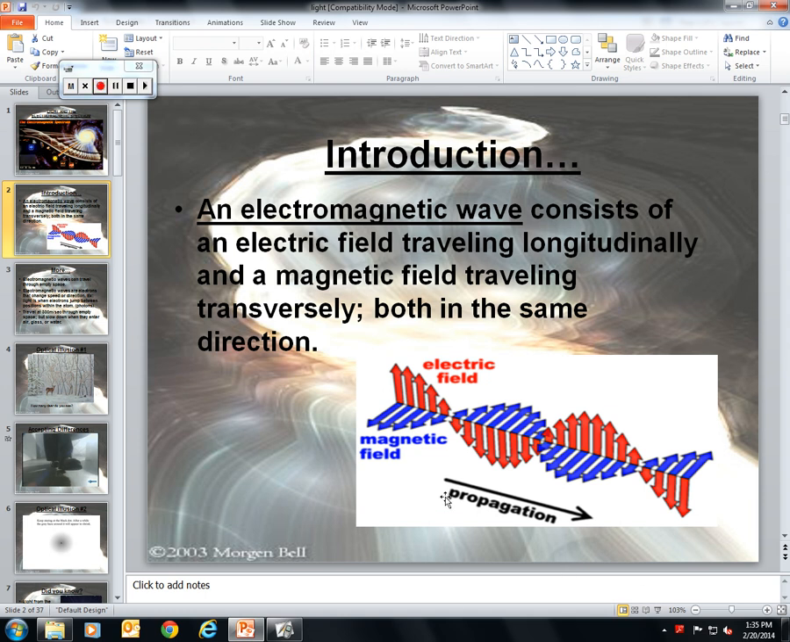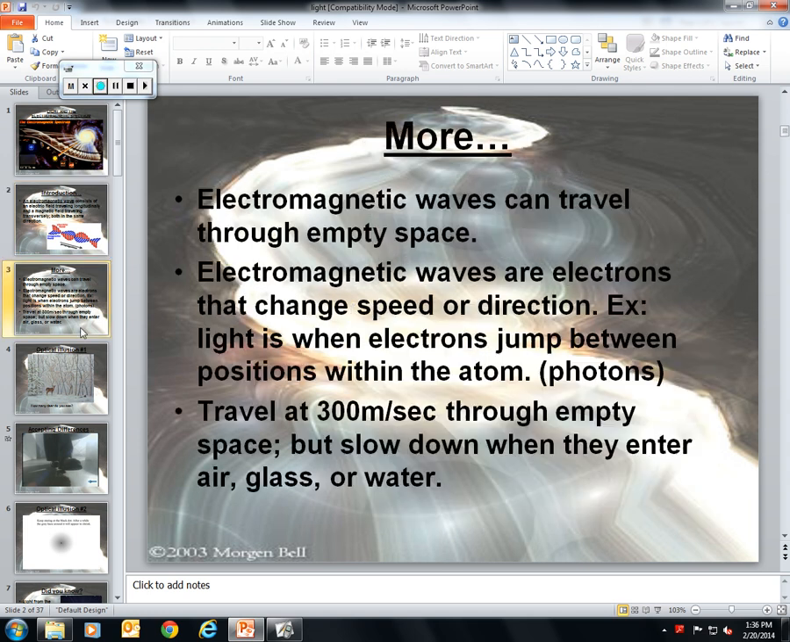I'm going to take that back. Both in the same direction, but just different ways. One is longitudinally, remember that's a compressional wave, and one is transversely, moving up and down. Okay, electromagnetic waves can travel through empty space, I just said that. They are electrons that change speed or direction.